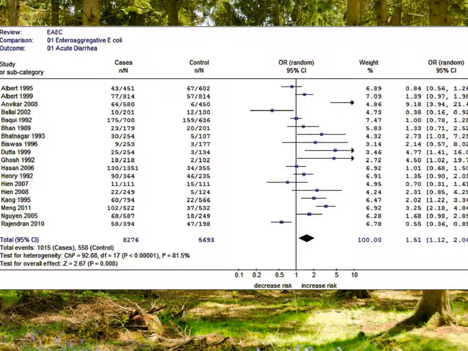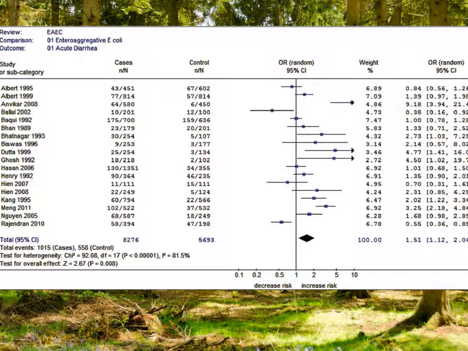So this is another example of forest plots, and really the point of this is just to show you the heterogeneity. Test for heterogeneity here is 81.5%, and you can tell looking at the studies how they are all over the place. Some of them on the left side of the no difference, some of them on the right side, and they are not going down in line. And sure enough, the heterogeneity is 81.5%.